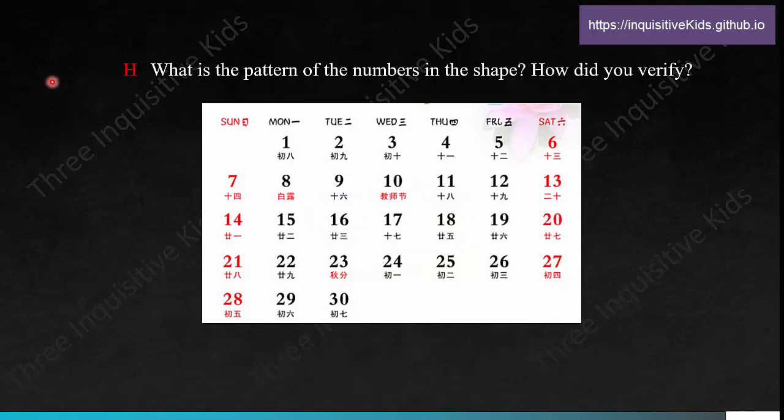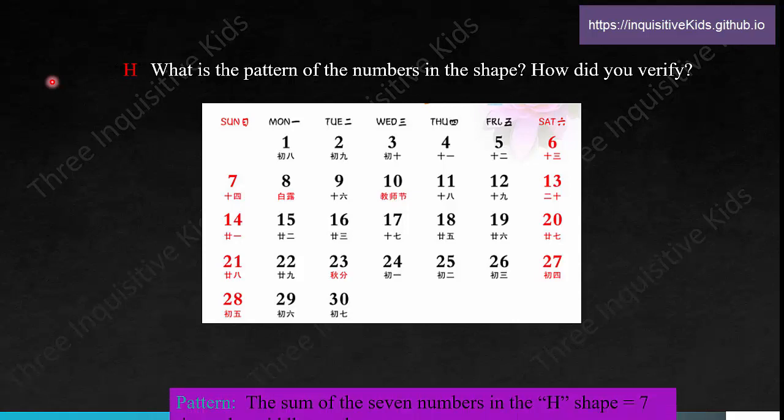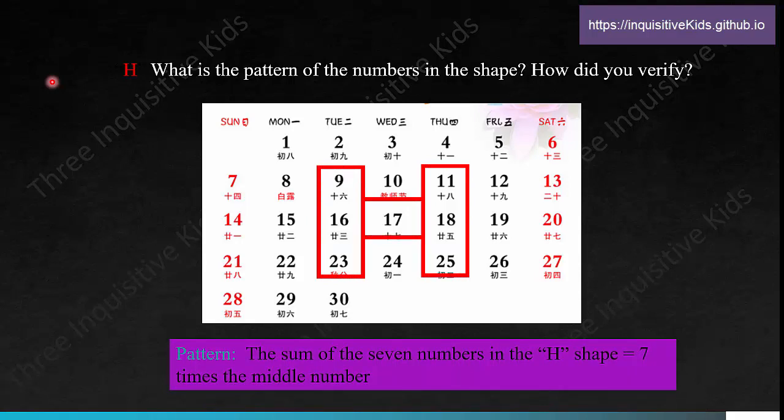Okay, next one. We have an H pattern. What is the pattern of the numbers in this shape? How did you verify? So again, take a moment to look at this. Again, we take any random pattern that's in the H form, and the pattern is that the sum of the 7 numbers in the H shape is equal to 7 times the middle number. Are you starting to catch a pattern? Why is this happening?